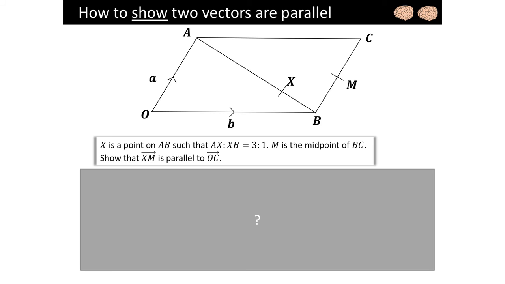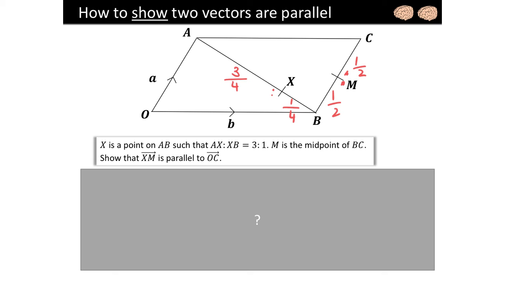So, here we go. We're going to show 2 vectors are parallel, okay? So, X is a point on AB such that AX to XB is 3 to 1. So what am I always going to do? I'm going to write my ratio, and then I'm going to write my fraction. 3 to 1 is 4 parts, and I've done that. M is the midpoint of BC. If it's a midpoint, it's a half. Okay, so that's 1 over 2, 1 over 2.